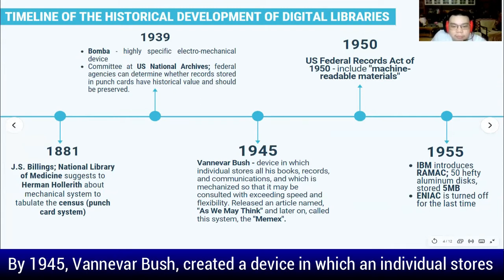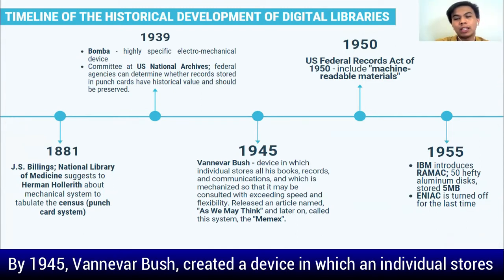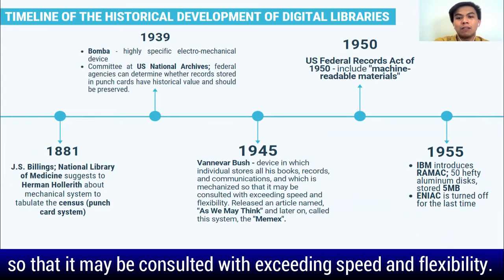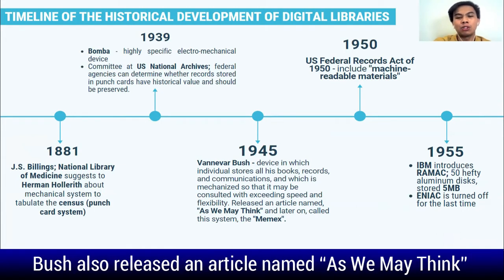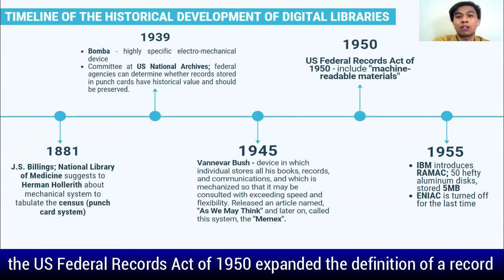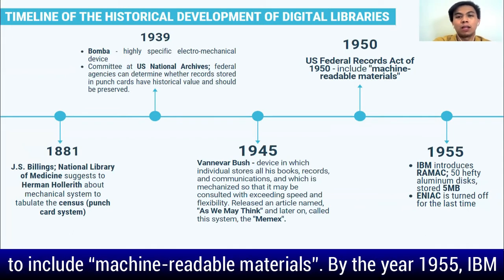Next, by 1945, Vannevar Bush created a device in which an individual stores all his books, records, and communications, which is mechanized so that it may be consulted with exceeding speed and flexibility. Bush also released an article named As We May Think and later called this system the Memex. In 1950, the U.S. Federal Records Act of 1950 expanded the definition of a record to include machine-readable materials.